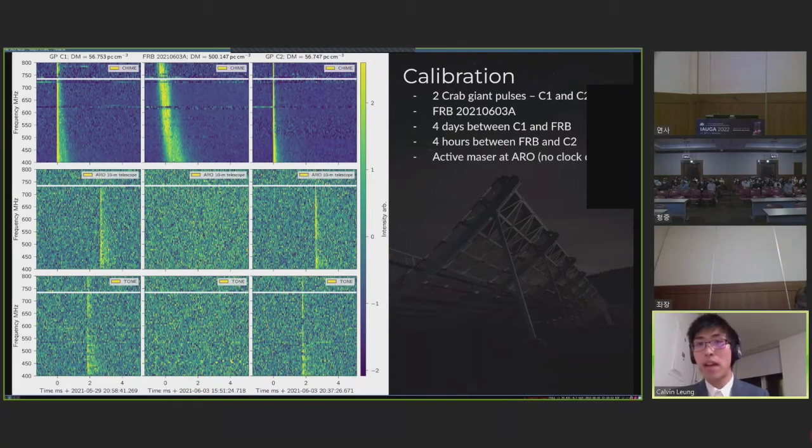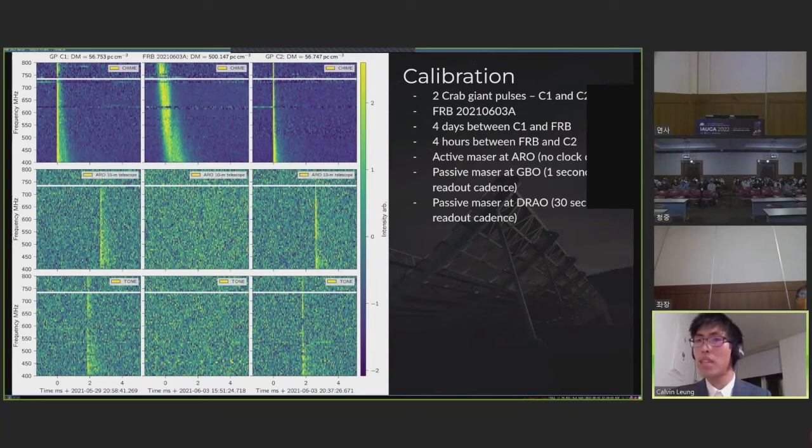There's an active maser at ARO, so there's no clock corrections necessary. There's a passive maser at Green Bank, which we read out with a cadence of 1 second. And there's also a passive maser at CHIME, which we read out at a slightly slower cadence for technical reasons. We read out these masers and clock our telescopes to a GPS clock. This dual approach of feeding the maser into the correlator while clocking the telescope on the GPS clock allows us to combine the long-term stability of the GPS clock with the short-term relative precision and the stability of these masers.